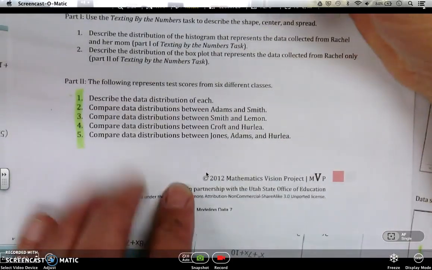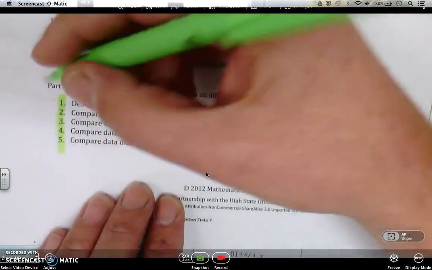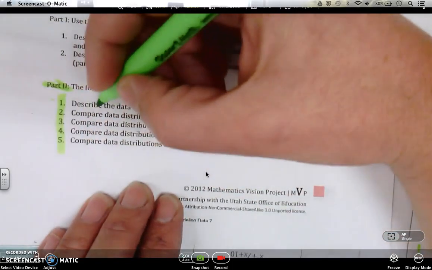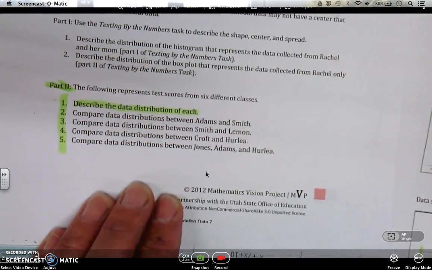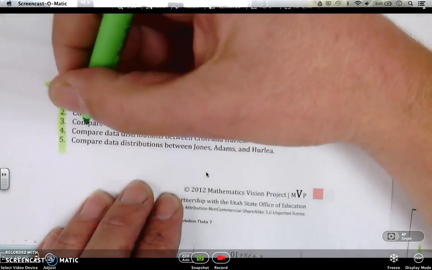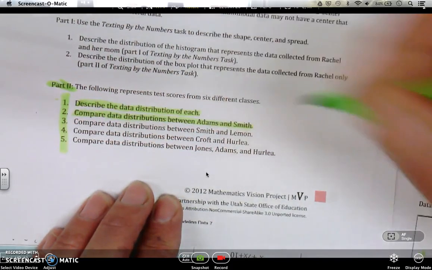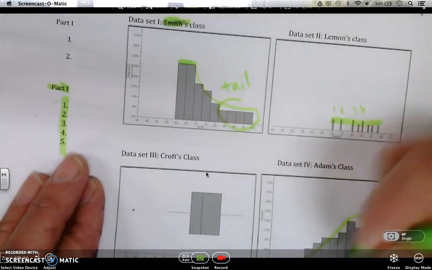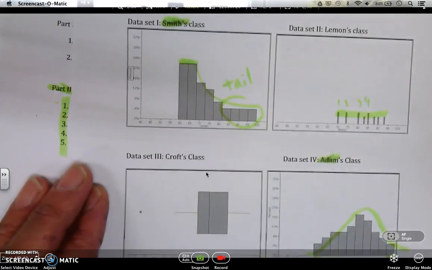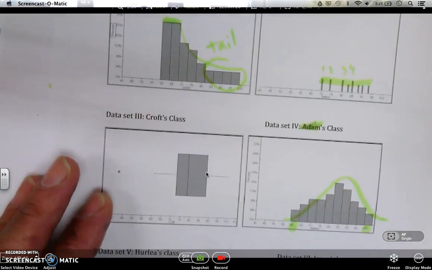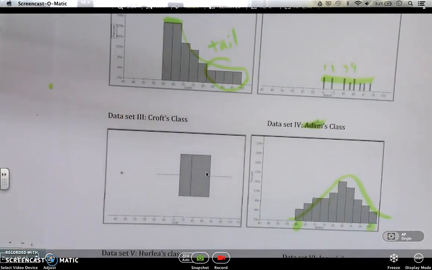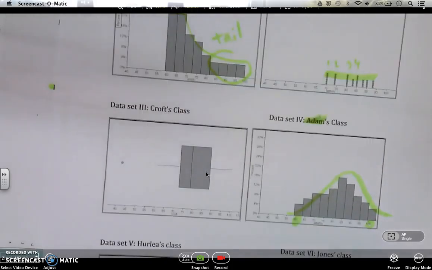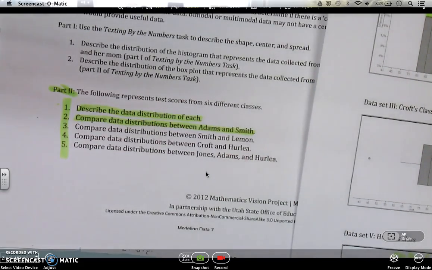Now they're going to ask you to look at and compare stuff. They ask you, for part 2, this part, describe the data distribution of each. We sort of did that, but you'll need to write it down now. Compare data distributions between Adams and Smith. So compare Smith's class with Adams' class and see how the two graphs compare. You can see they're clearly different. So you want to describe what's different. You might say Adams' class has this going on, Smith's class, on the other hand, has this going on, and describe it. Okay, so that's sort of what we're doing.